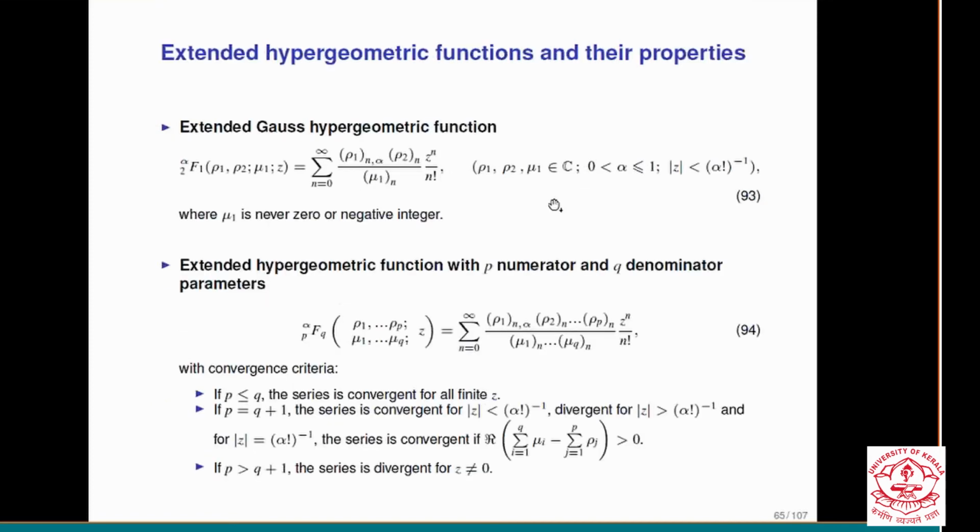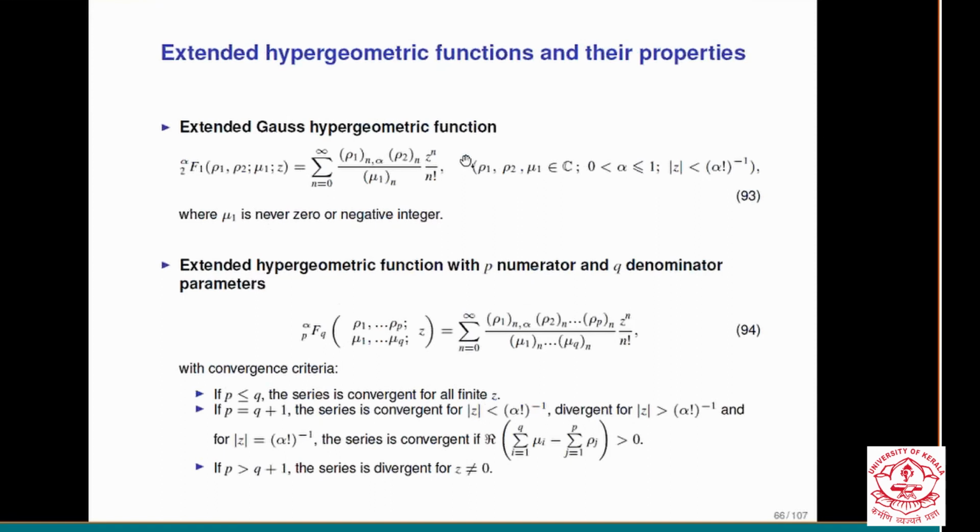So first, now, the extended Gauss hypergeometric equation. Earlier, as I discussed, initially the Gauss hypergeometric function has been defined. And here we extended it by using this concept. So we introduced alpha. This alpha, one can easily see, is defined like this. This one we already discussed.